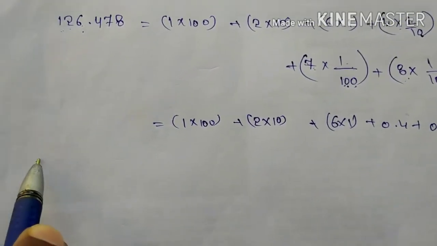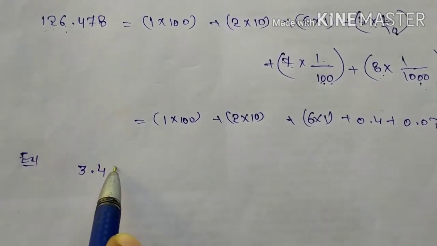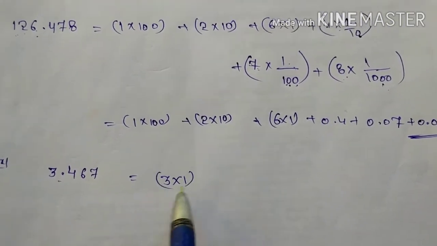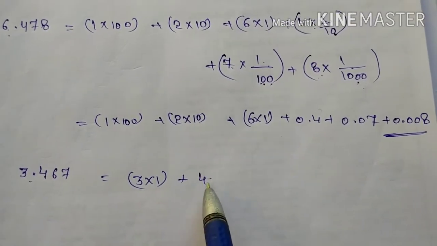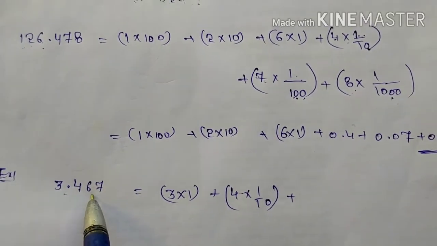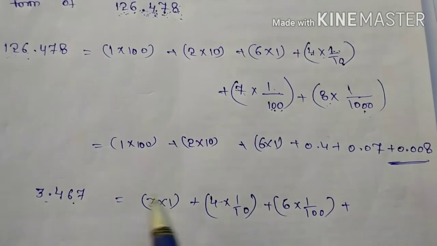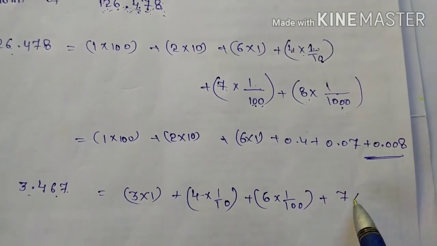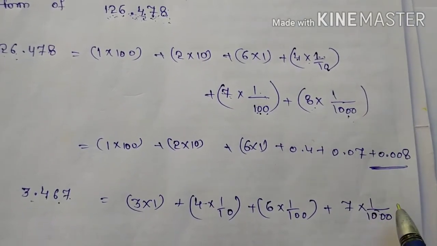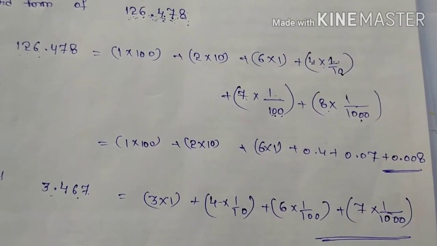126.478. If I give one more problem, you can see it is very easy. Just I am writing 3.467. How can you write it? 3 is at the units place, that means 3 into 1. Next, 4 into 1 by 10, that means at the tenth place. See, 6 is at the hundredth place, that means you can write 6 into 1 by 100. Plus 7, how can you write it? 7 into 1 by 1000. Yes or no? Very easy. This can be useful in your exercise problems. So that is what I have explained.